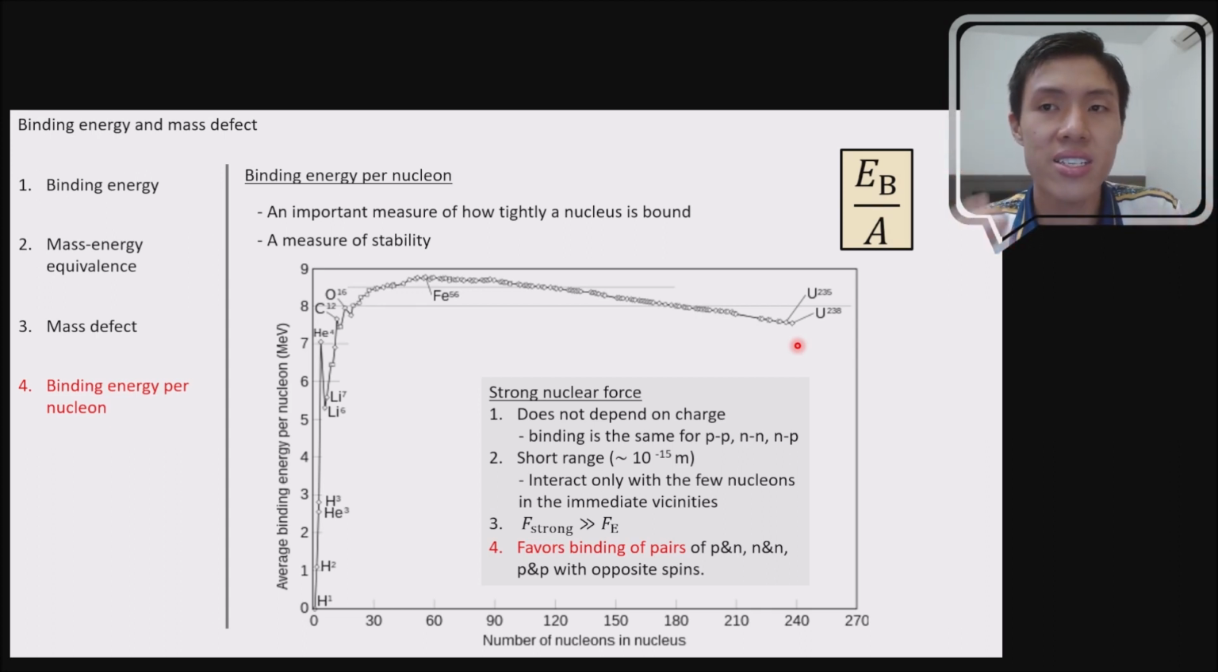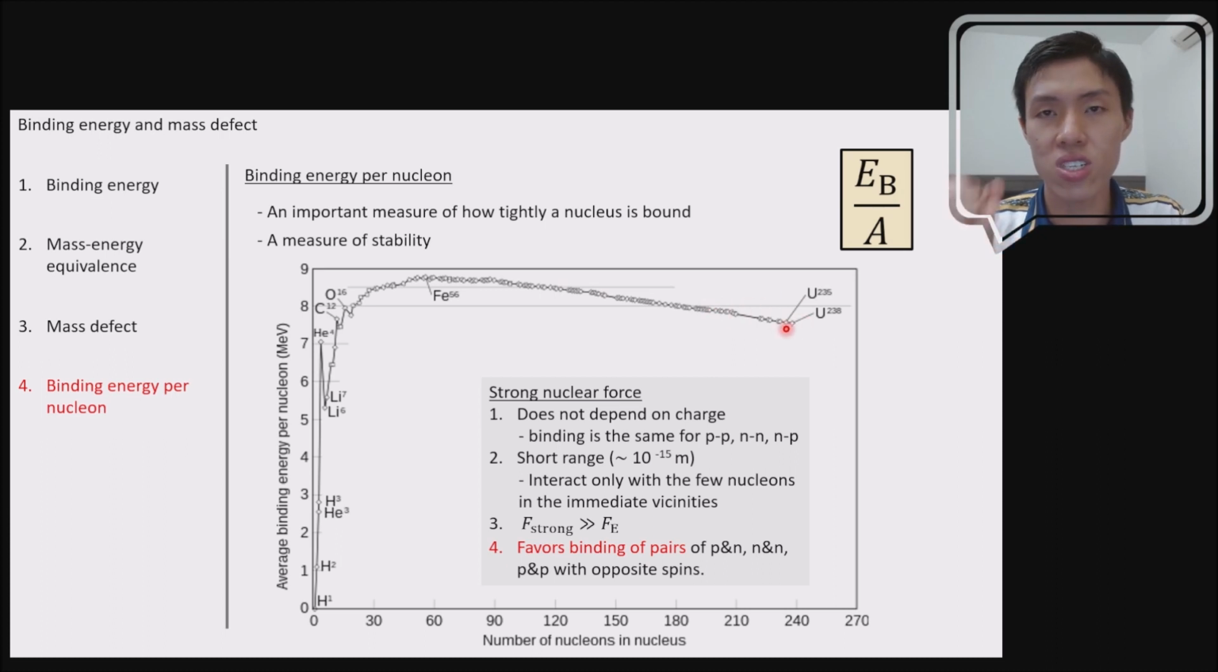So in that case, the repulsion will slowly overcome the strong force. The repulsion will slowly get stronger and stronger, comparable to the strong force already. So now because the repulsion is more and more significant, it will try to push each other apart. It means they cannot form a really stable nucleus anymore. So the stability of the nucleus will decrease as you go along this line over here.